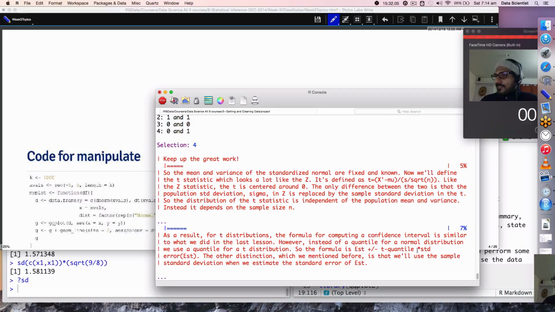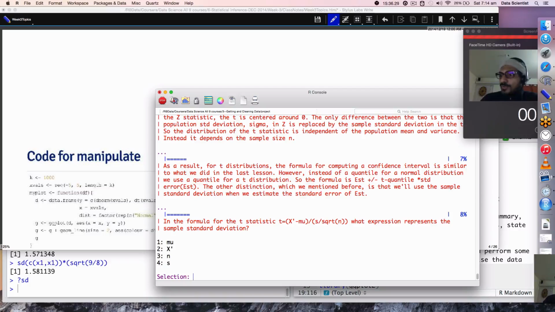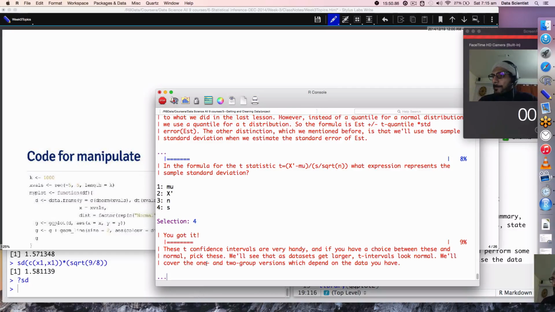So for the T distribution, the formula is changed, and we have a different standard error. We'll use the sample standard deviation when we estimate the standard error of the estimate. In this expression, what represents the sample standard deviation S? The fourth option. The T confidence intervals are very handy, and if you have a choice between these and the normal, we've already discussed this, we should always use the T distribution rather than the normal distribution.